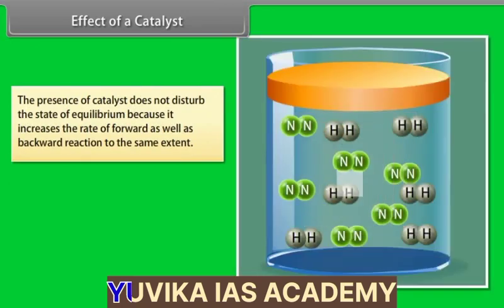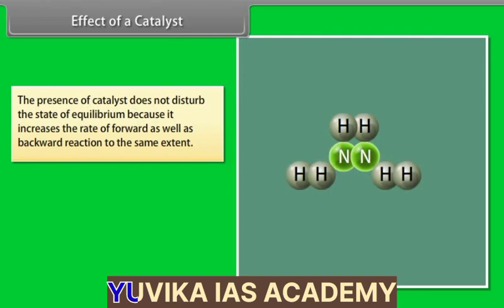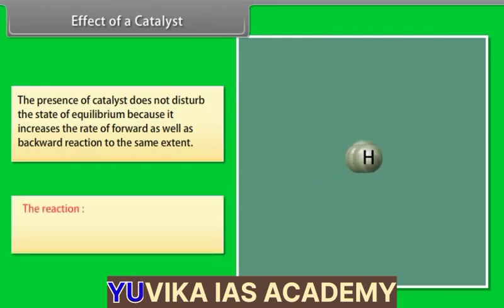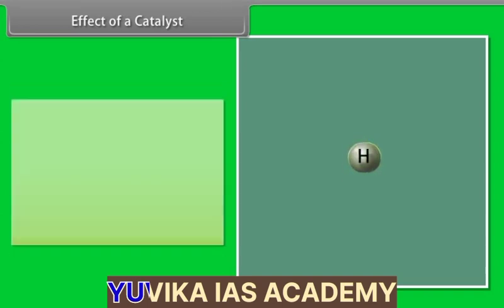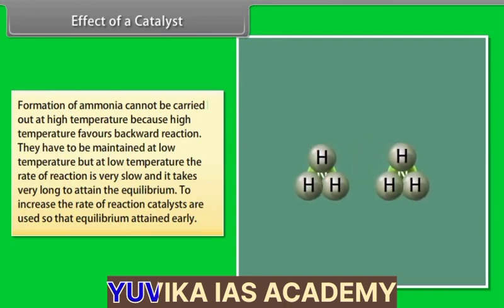Effect of a catalyst. The presence of a catalyst does not disturb the state of equilibrium because it increases the rate of forward as well as backward reaction to the same extent. The reaction of formation of ammonia cannot be carried out at high temperature because high temperature favors the backward reaction.